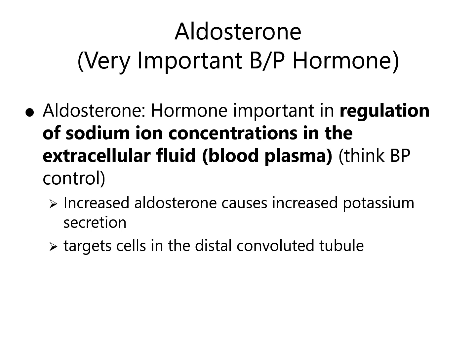Some of the medications that we give have aldosterone or a derivative in them, so you have to know what it does. Increase in aldosterone causes increased potassium secretion. We all know how important potassium is. Aldosterone targets the cells in the distal convoluted tubule. This is a very important blood pressure hormone.